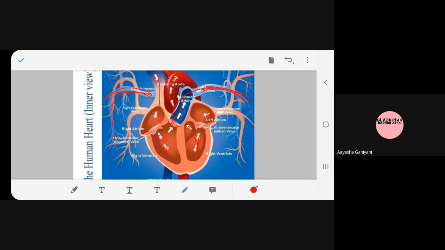You understood better? Yes, ma'am. The red one is oxygen-rich blood and the blue one is carbon dioxide-rich blood. That's all you have to understand.